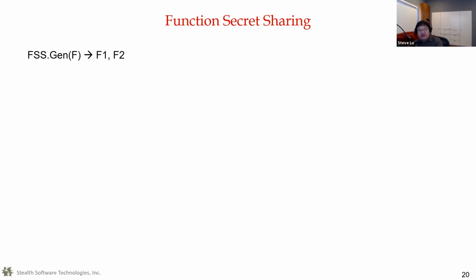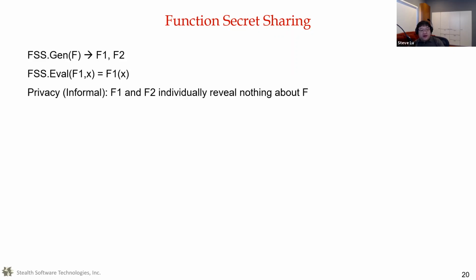function secret sharing is a pair of algorithms, Gen, which takes as input some representation of a function and produces two shares of the function. You can think of them as just like keys. And then there's an Eval function, which takes in, for example, F1 or F2, and produces some evaluation. Let me write F1 of X for shorthand for the evaluation of F1 on X. All right, so informally, privacy is that F1 and F2 individually reveal nothing about F, and there's a linear reconstruction property: the sum of the individual evals is equal to the original evaluation of the function.